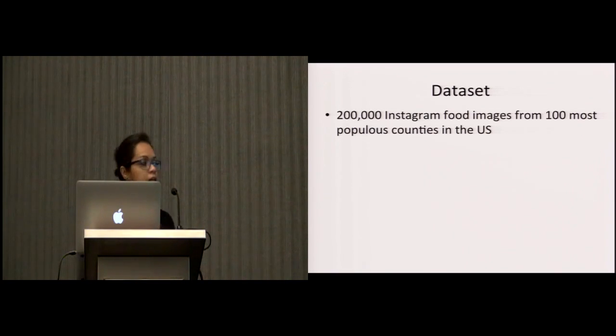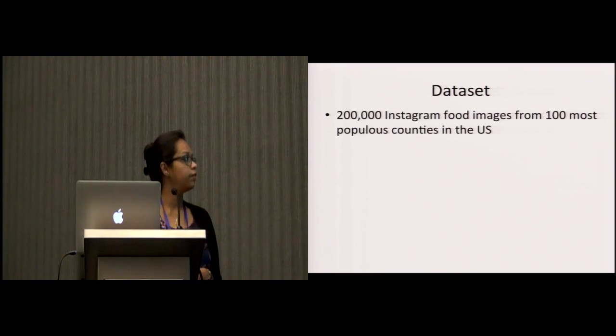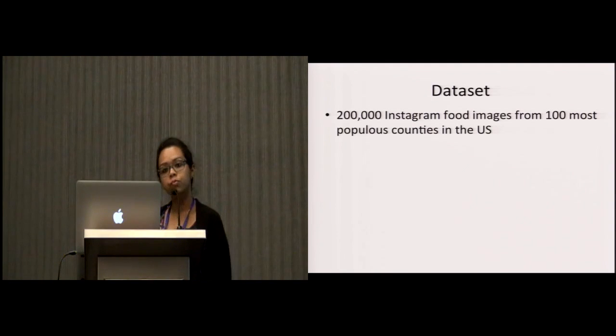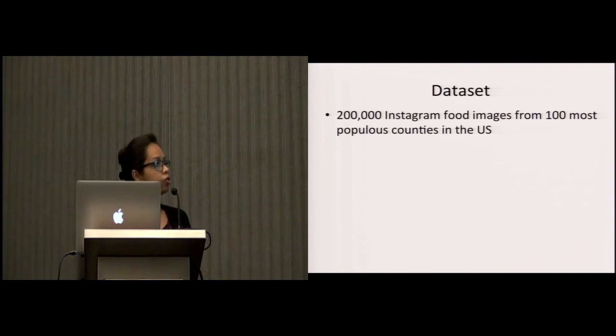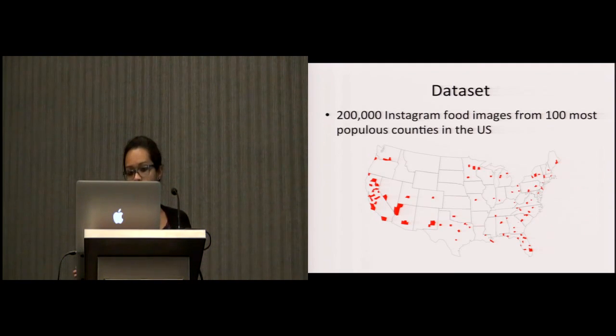The authors have collected a data set of 200,000 Instagram food pictures and focused on the 100 most populous counties in the United States. And this is sort of a spatial distribution of the different posts that were collected through this process. Thereafter, they developed a supervised regression framework in which the goal was to predict different county-level statistics of health behaviors utilizing the Instagram data.